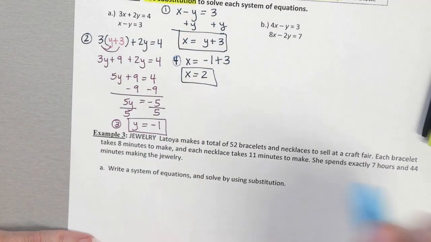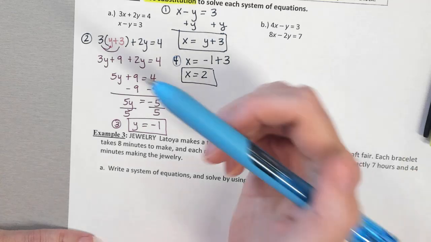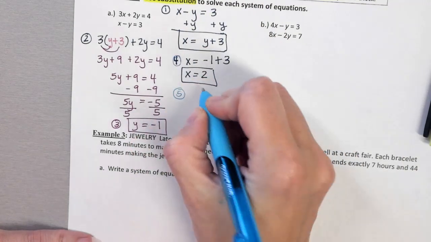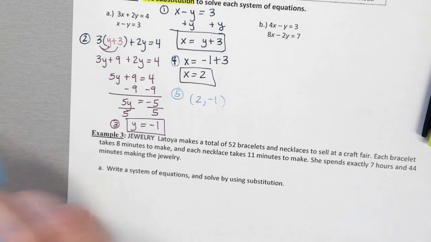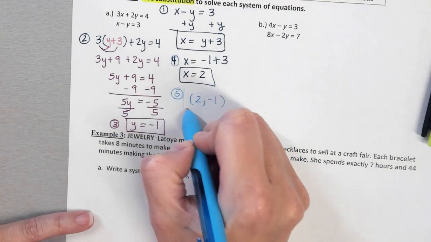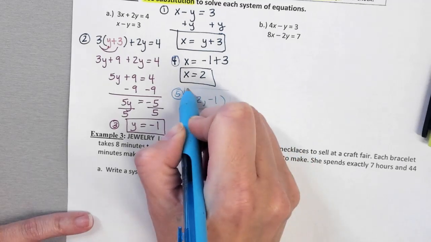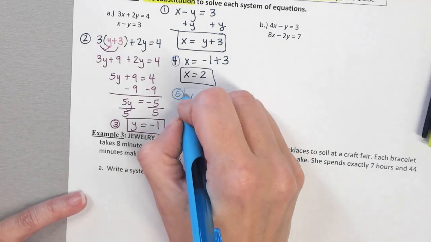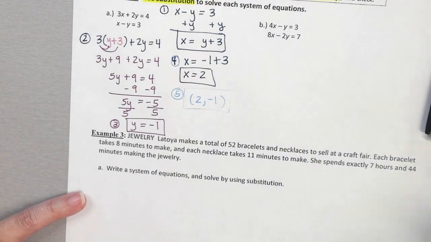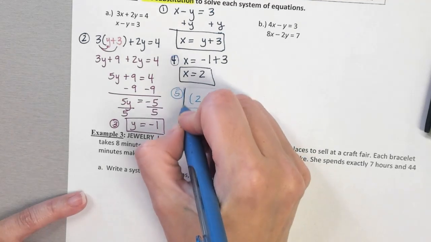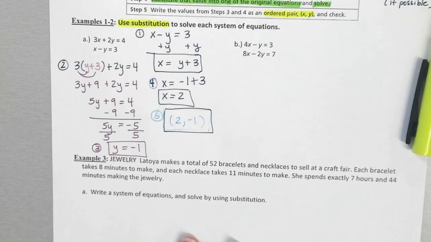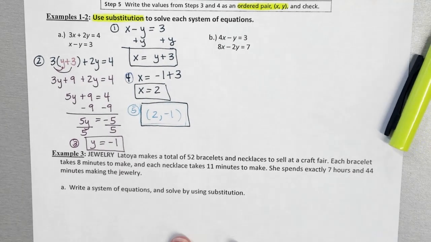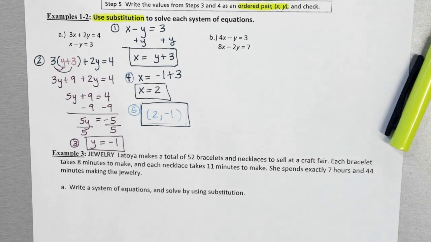Now, when you write your answer, remember that you are going to write it as an ordered pair. The x always goes first, the y always goes second. So your final answer is 2, negative 1. For part B, I want you to pick an equation and then solve for that variable.